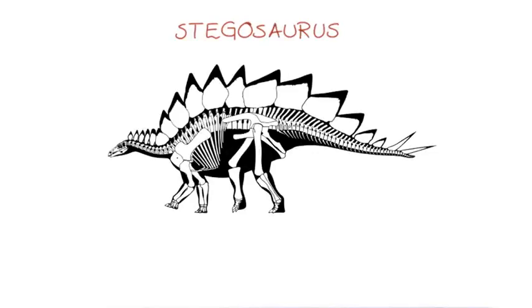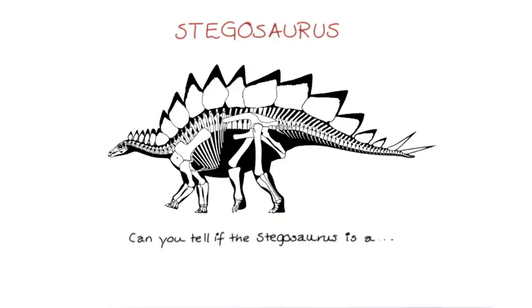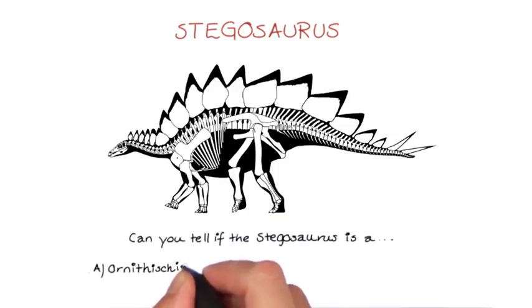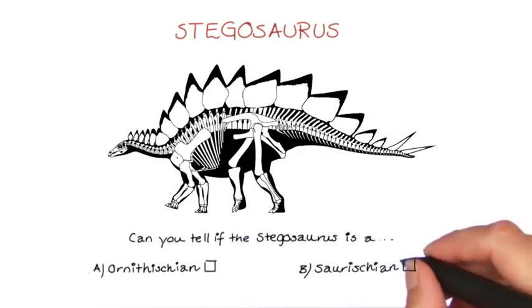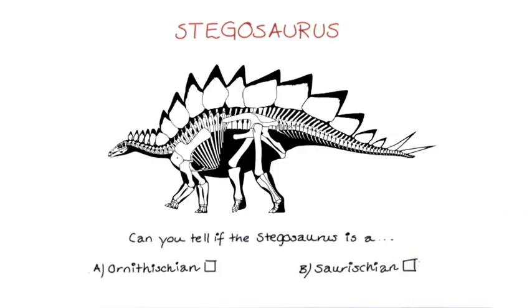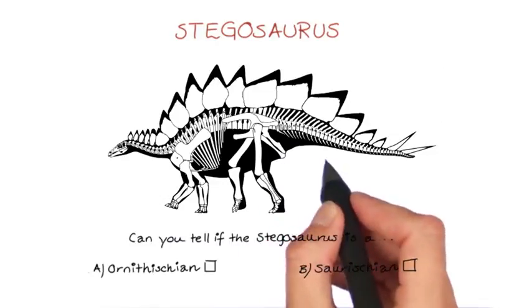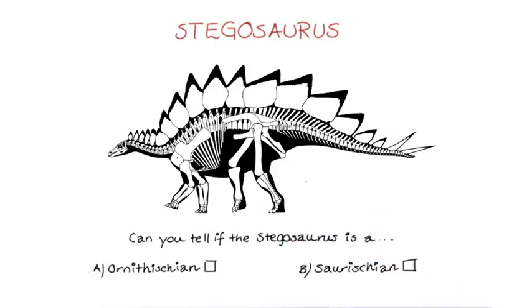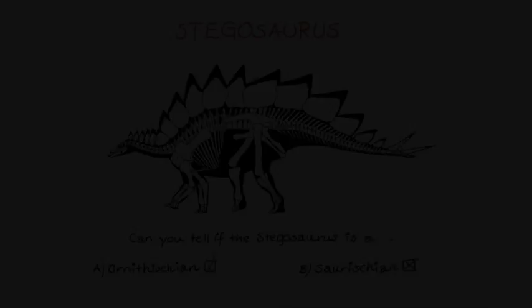Now here's a familiar beast. This is the skeleton of a Stegosaurus. The location of its hip bones is quite clear. Can you tell if Stegosaurus is an Ornithischian or a Saurischian dinosaur? Check the answer you think is correct. In this Stegosaurus skeleton, the pubis and ischium both point backwards. That makes it an Ornithischian dinosaur. So A is the correct answer.